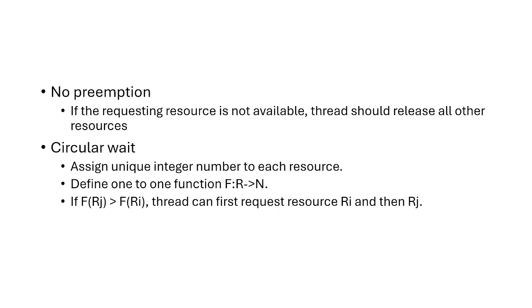The third one is no preemption. If a thread is requesting a resource and it is not available, the thread should release all the resources already held by it. For example, consider the thread Ti requesting the resource Rj. Already it is holding the resources Ri, Rn and Rp, three resources, and is requesting resource Rj.